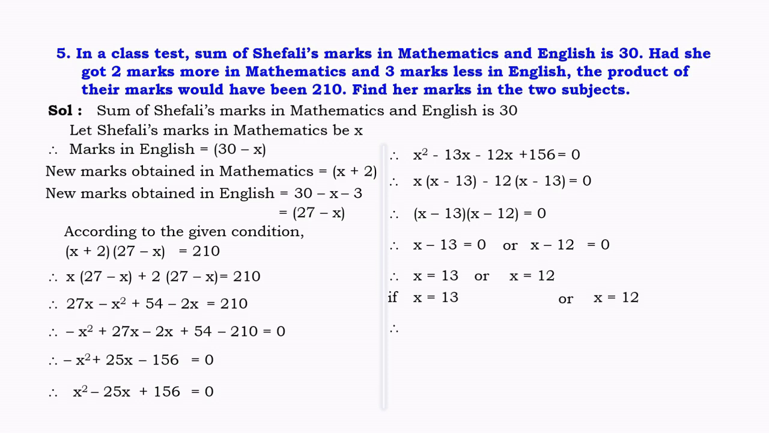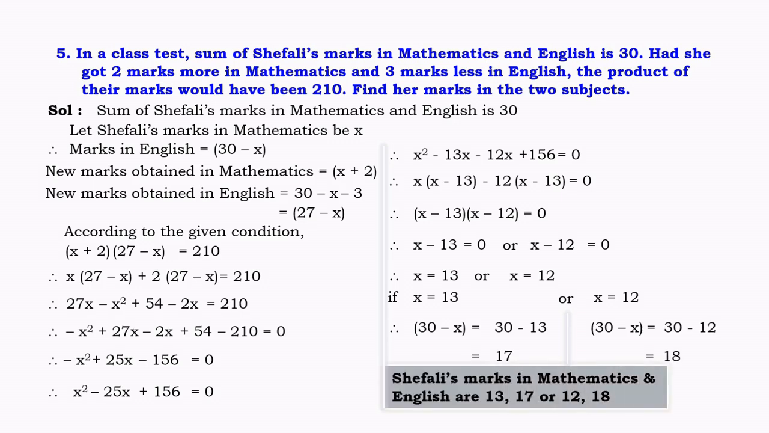If mathematics marks are 13, then English marks will be 30 minus 13, which is 17. If mathematics marks are 12, then English marks will be 30 minus 12, which is 18. Both pairs satisfy the conditions given in the question. Hence, Shefali's marks in mathematics and English can be 13 and 17 respectively, or 12 and 18 respectively. So, the required marks are 13 and 17, or 12 and 18.